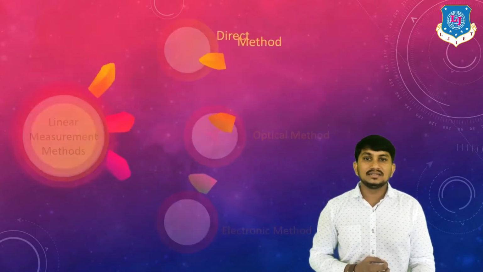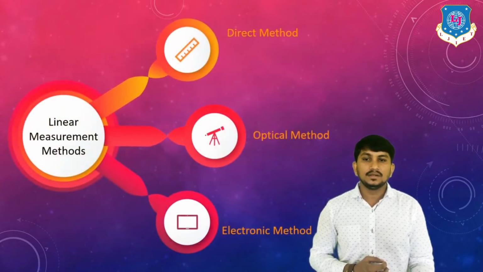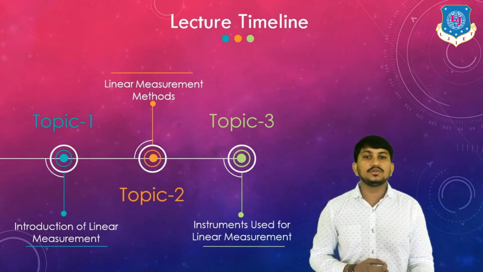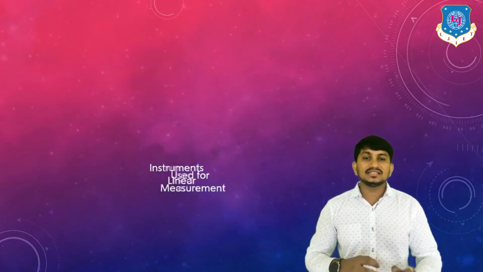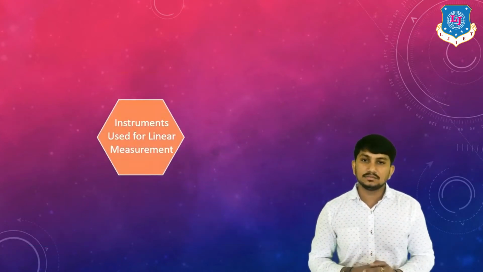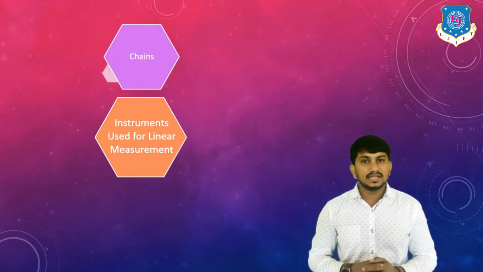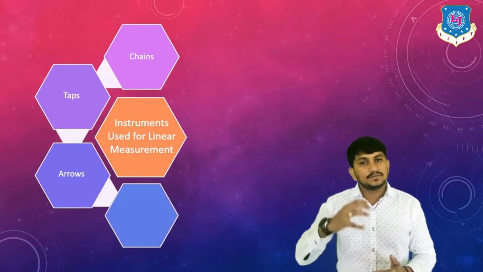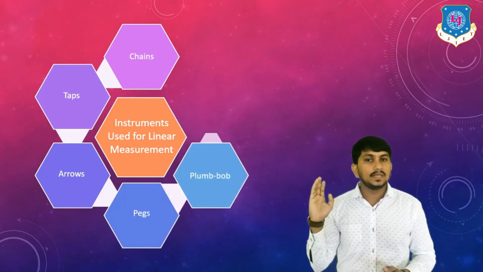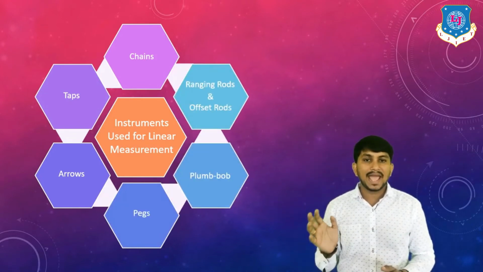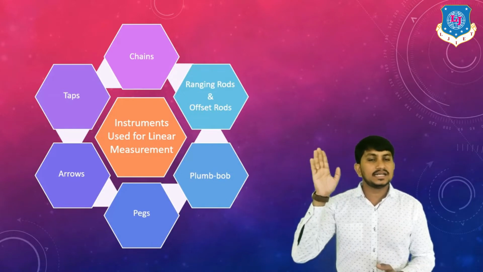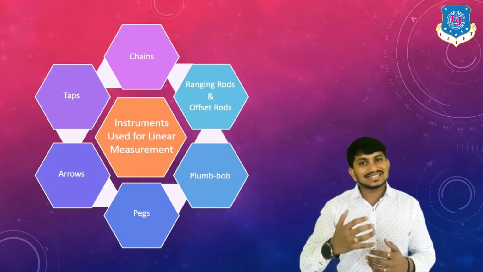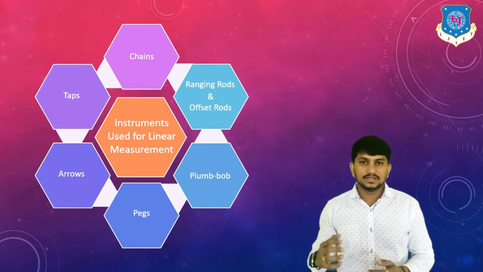Now, let's move to the third topic of today's lecture, which is various instruments used for linear measurement. Mainly, there are 6 types of instruments which are used in linear measurement. First is chain, tape, third is arrow, peg, plumb bob, and ranging rod and offset rod. We will discuss one by one in detail.